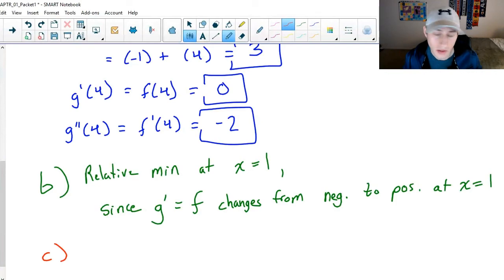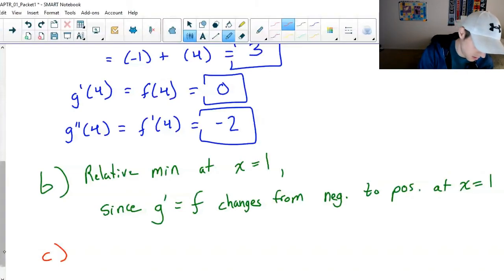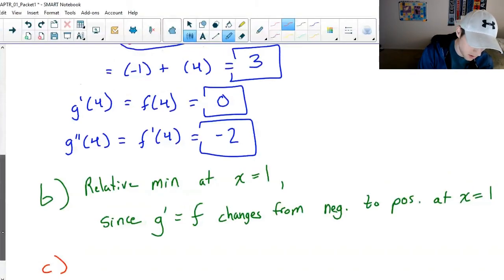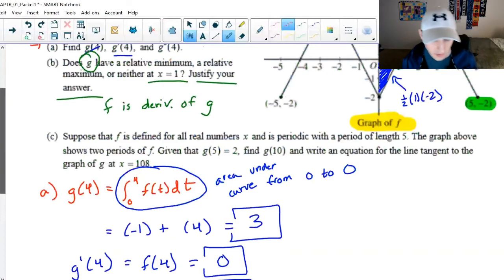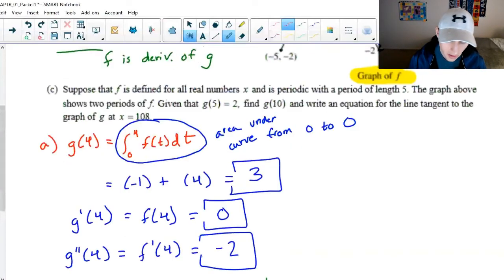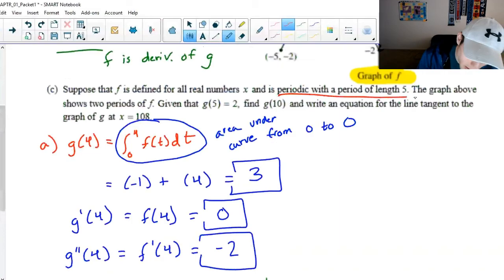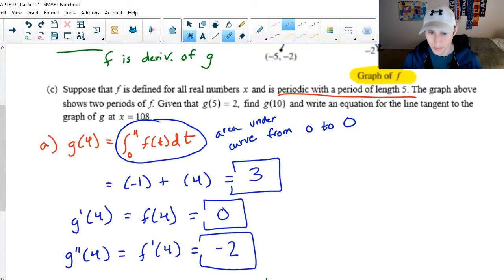Okay, so there's part B. Let's get part C. Suppose that f is defined for all real numbers x and is periodic with a period of length 5. The graph above shows 2 periods. Given that g of 5 is 2, find g of 10 and write an equation for the line tangent to the graph of g at x equals 108. All right. Now this looks like a lot, and it's a little bit complicated, but it's not bad.